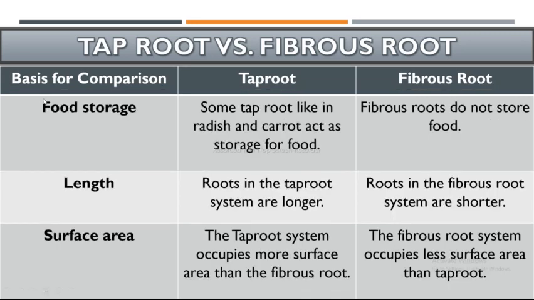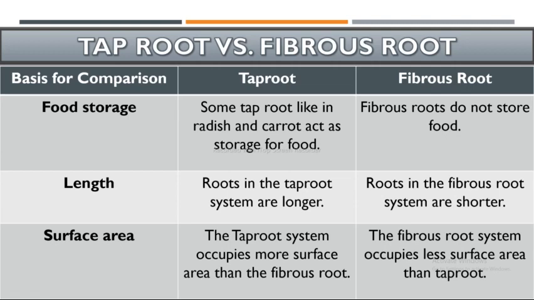So the next basis for the comparison is food storage. Some taproots, like in the radish and carrot, act as a storage for food. Fibrous roots do not store food. Next basis for the comparison is length. So roots in the taproot systems are longer. Roots in the fibrous root system are shorter.